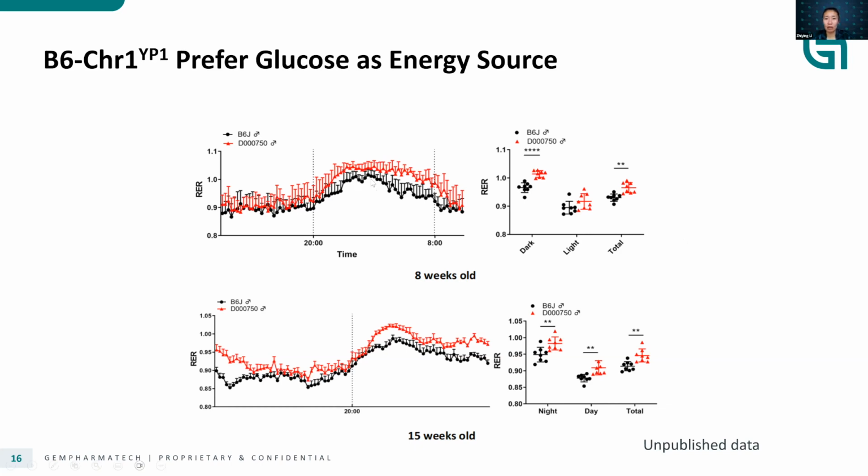As you can tell, black is the B6, red is the YP1 mouse. Both of them have an RER during the dark phase above 1, meaning both of them are using carbohydrates as a primary energy source. On top of that, YP1 seems to have an even higher preference for using carbohydrates from the diet.